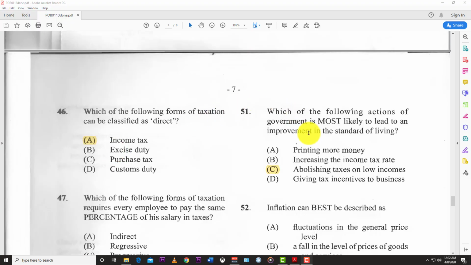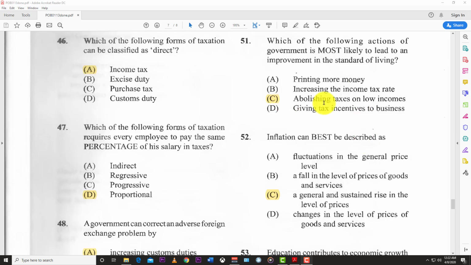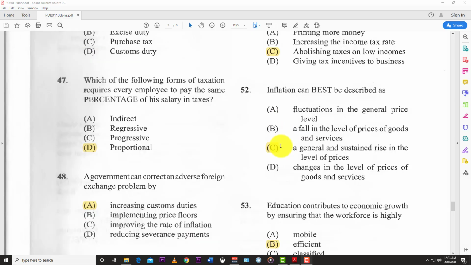51, which of the following actions of the government is most likely to lead to an improvement in the standard of living? And the best answer is C, abolishing taxes on low income, so they have more spending power, they can buy more stuff, companies make more things because demand increases.